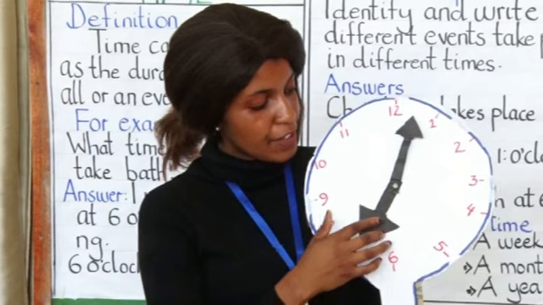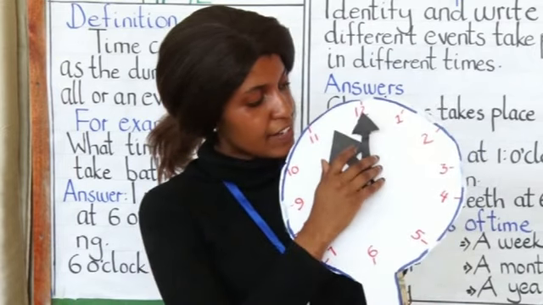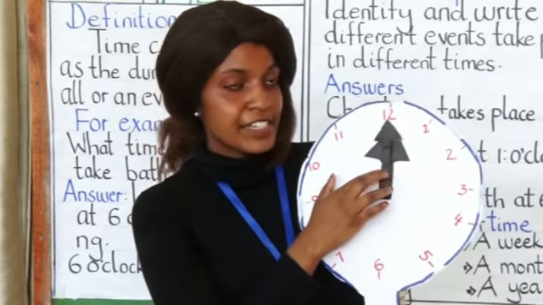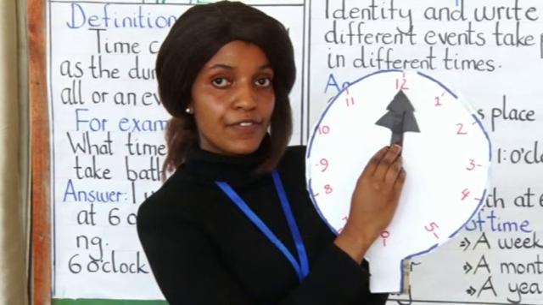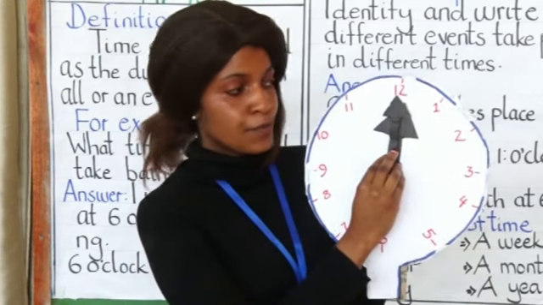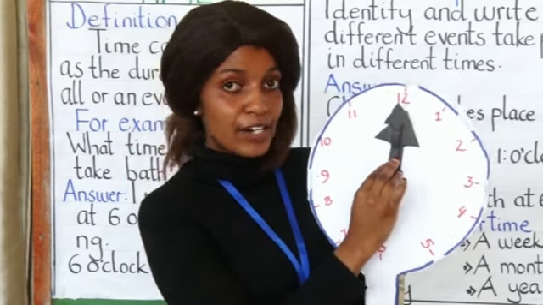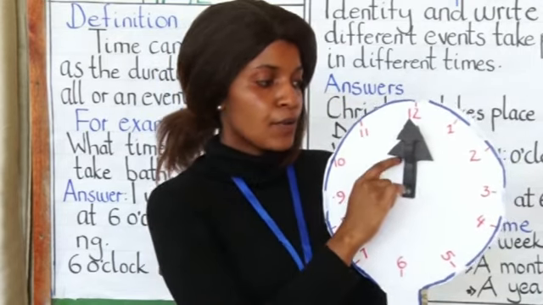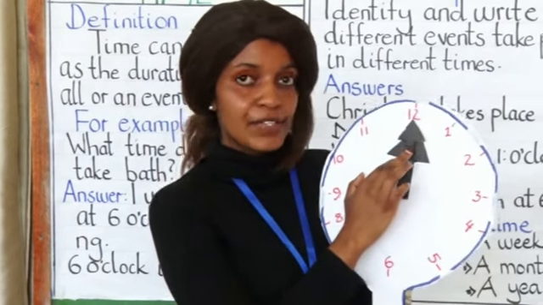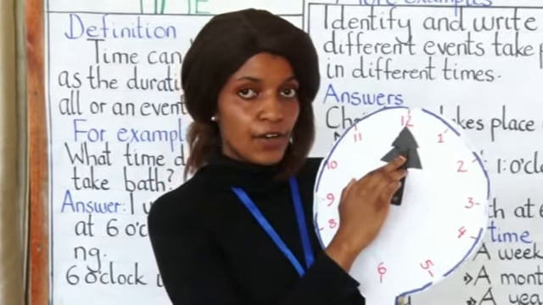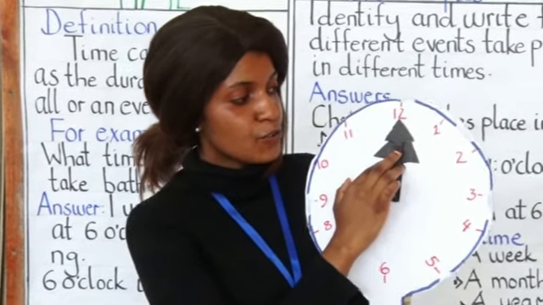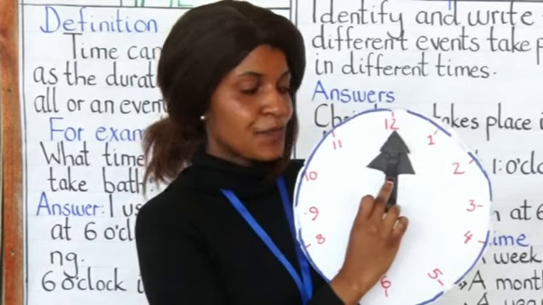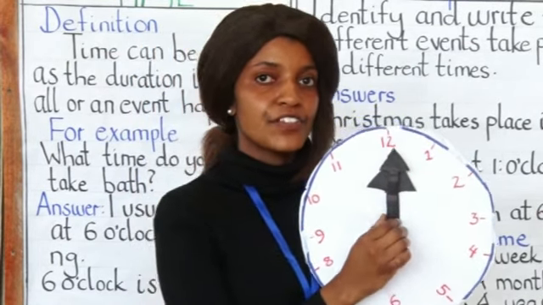Again, when the short arrow is at 12, while the long arrow is also at 12, we have the two arrows at 12. We are going to read it as 12 o'clock. We start with the short arrow for hours, then come to minutes, which is the long arrow. So, it is 12 o'clock. Let us see more examples on the chart.